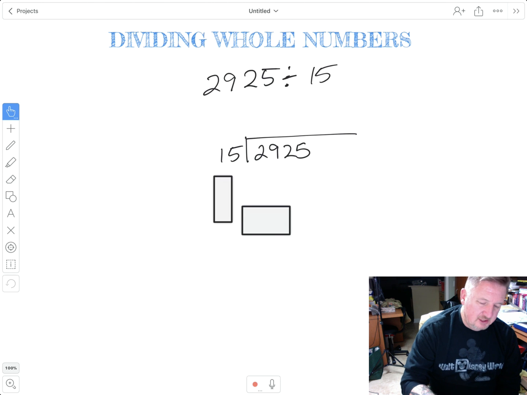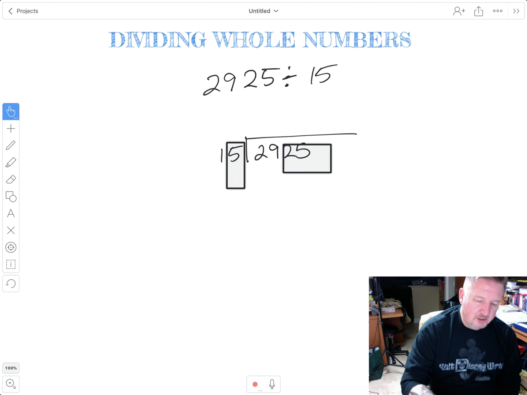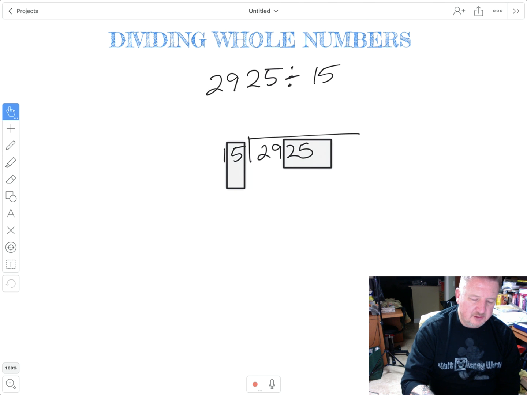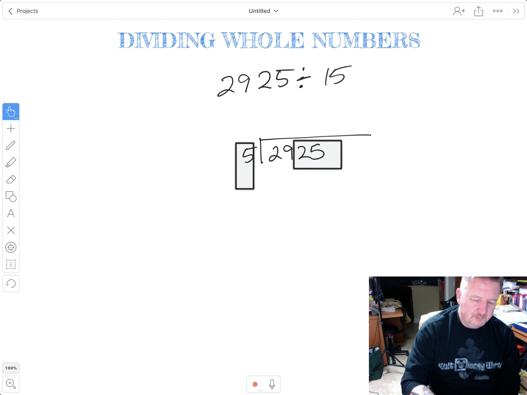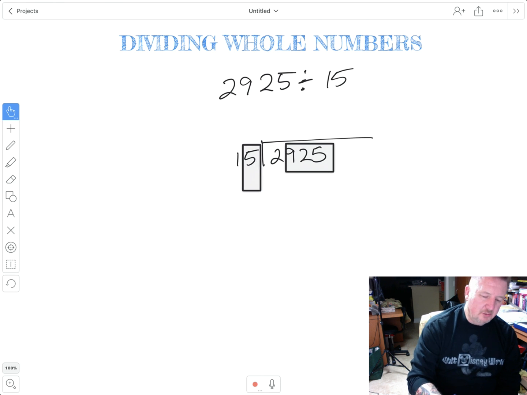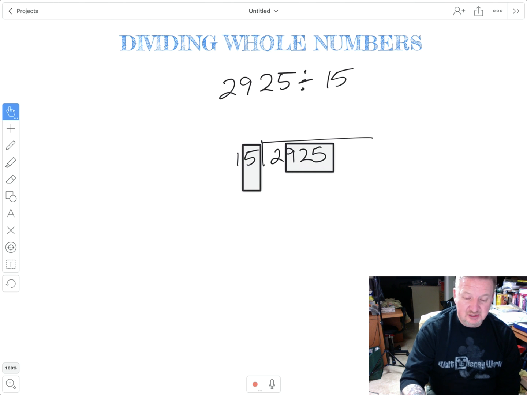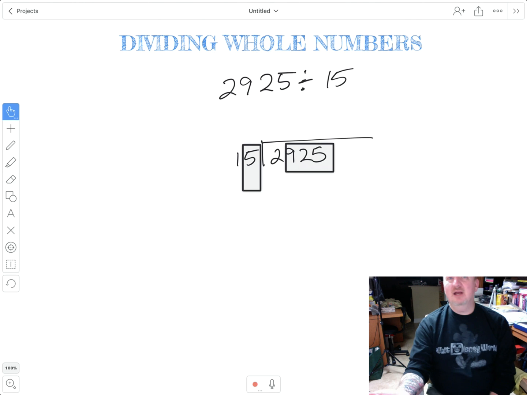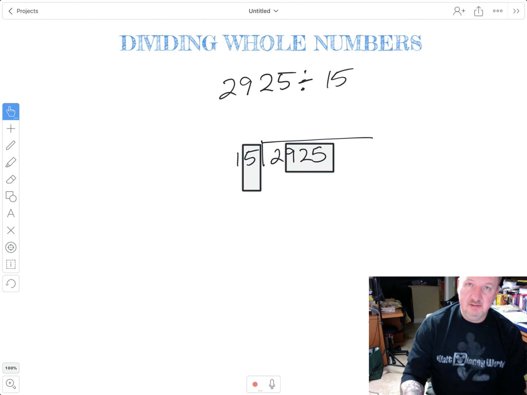To give me an idea of how many times it'll go in, I cover up one digit out of the 29, which is the 9. I cover up the units column, units place. And then I look at the 1 because I need to figure out how many times it goes in.